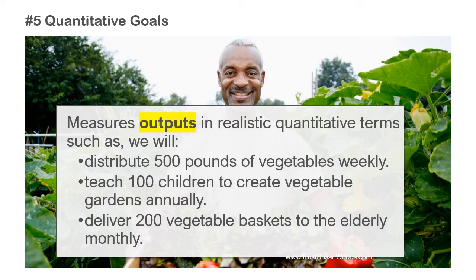In the grant application, the grant funder will ask you to describe the outputs we can expect by investing money in your organization. So they are looking for quantitative things that you can measure easily. You can measure whether or not you distributed 500 pounds of vegetables every week. You can measure whether or not you taught 100 children to create vegetable gardens each year. You can measure whether or not you delivered 200 vegetable baskets to the elderly each month. So these are the ways in which you want to write your outputs in a measurable, tangible way.